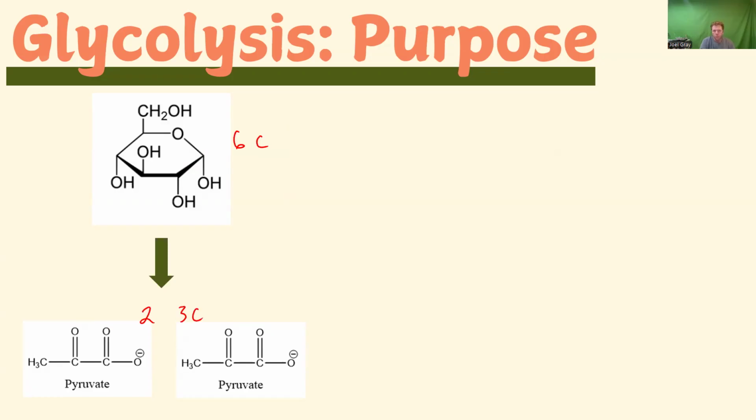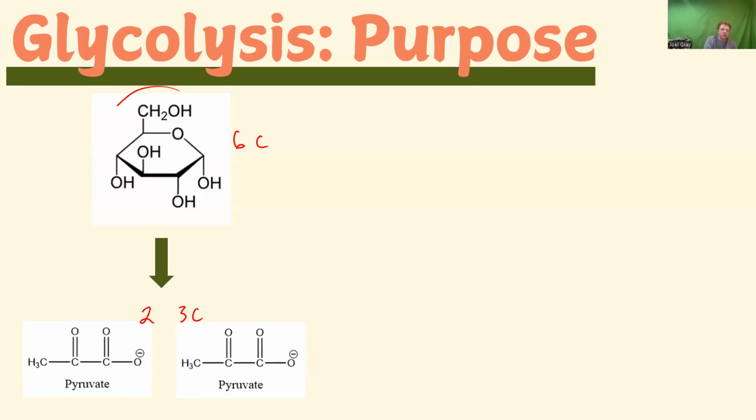Now, what I'd like you to recognize about this is, in order to break a 6 carbon molecule into 2 3 carbon molecules, it's pretty reasonable to say that you're going to have to break a carbon-carbon bond. Now, a carbon-carbon bond is a covalent bond, so it's a high energy bond. That's what I want you to think about.